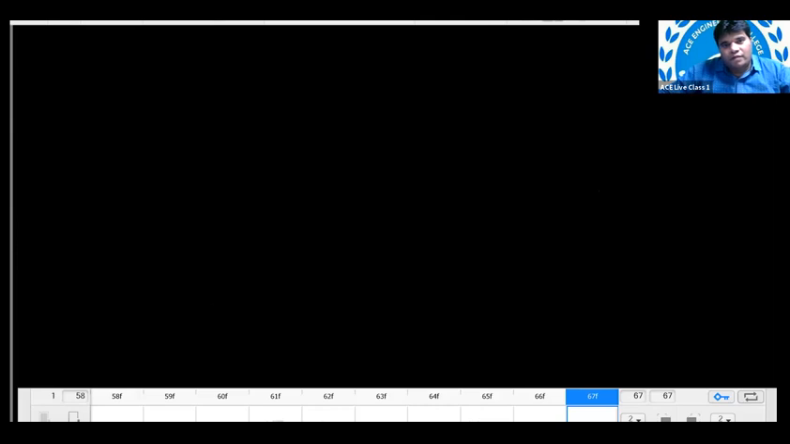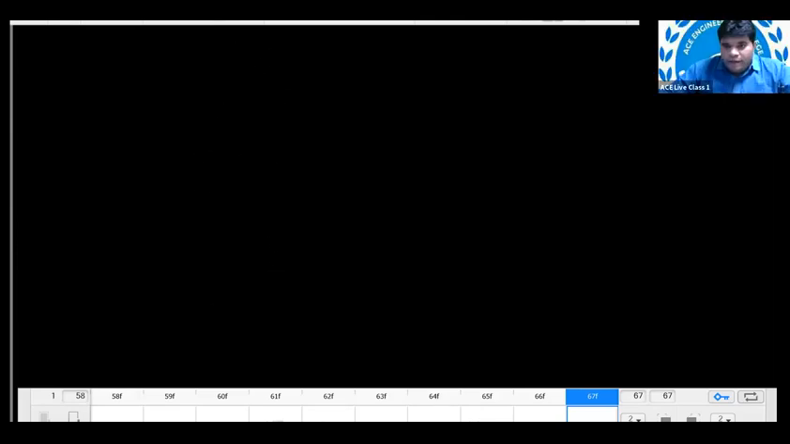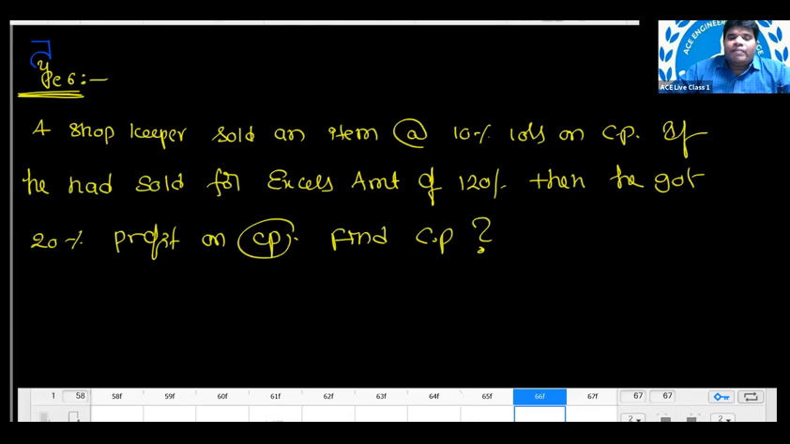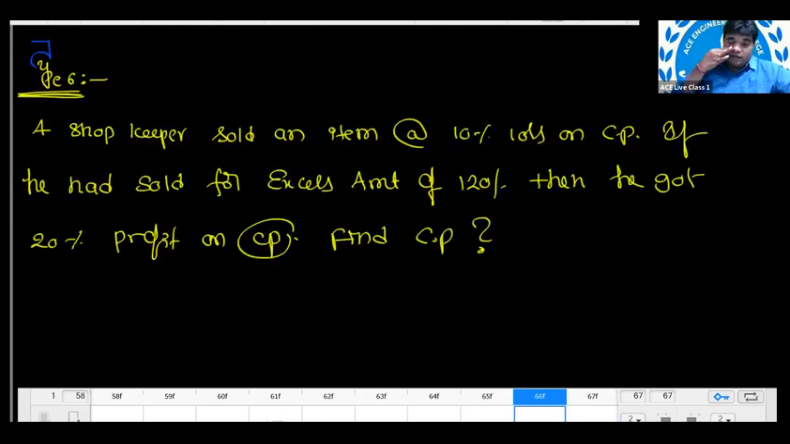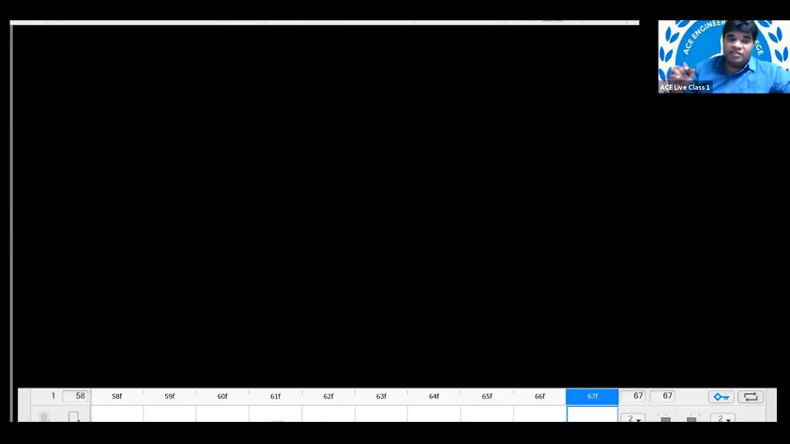Okay friends, any operation we are doing on CP only. So 20% profit means 120, 10% loss means 90, 40% profit means 140. Anything is like this, always on 100 only. A small point to observe, all of you friends.